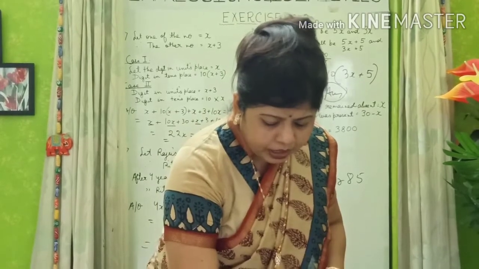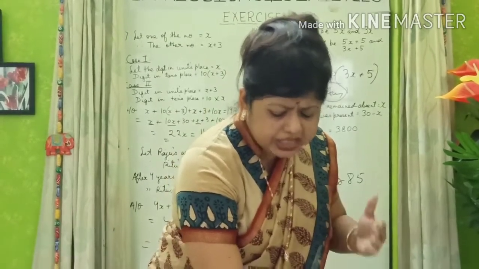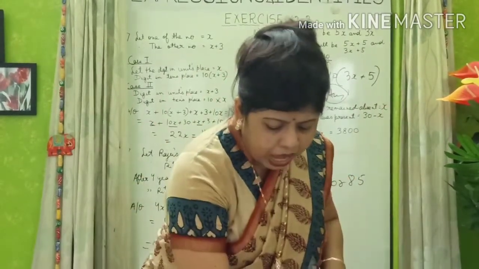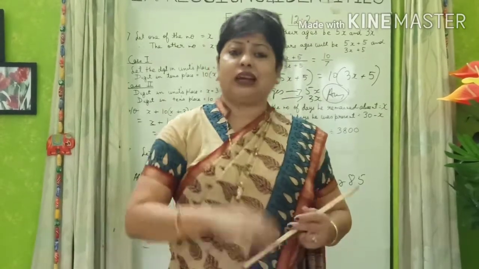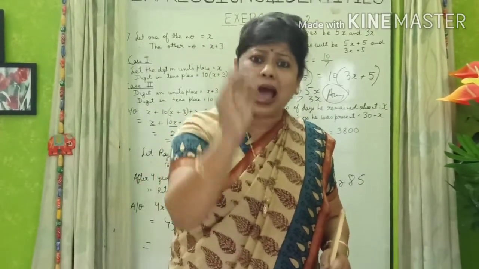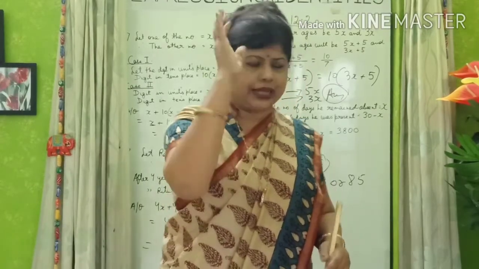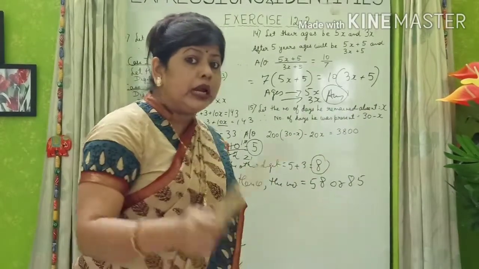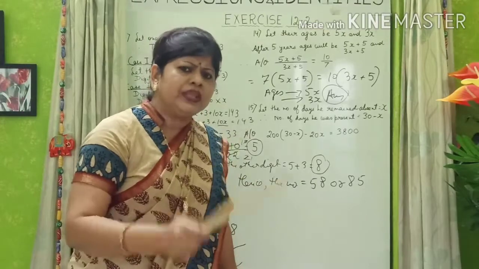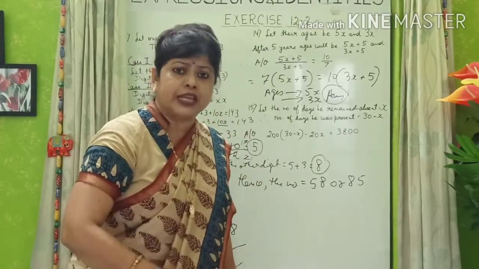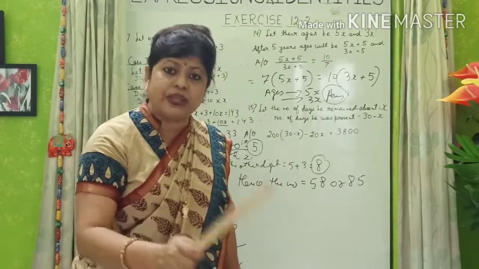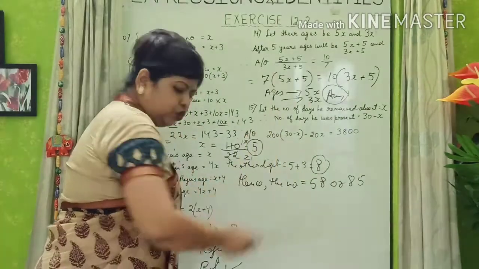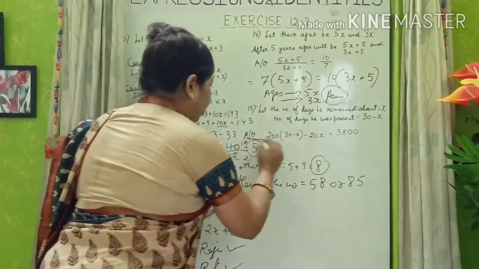Now the question says, he receives 3,800. So that is the total money which he receives, 3,800. How many days did he remain absent? So let us consider the number of days he remained absent is x. So total number of working days was 30. That means how many days did he report to the office? If for x days he was absent, that means he was present for 30 minus x days. So 30 minus x.